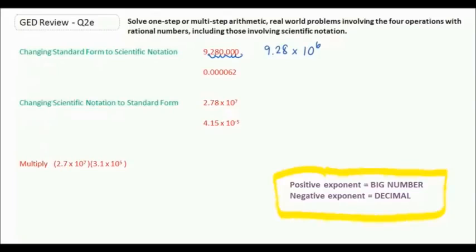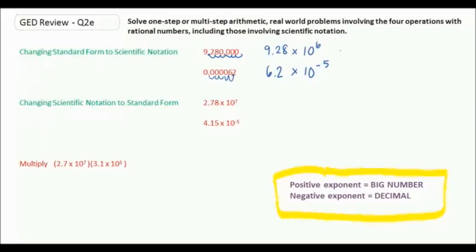For this one, since it's a decimal, we know it's going to have a negative exponent. So we need to find a number between 1 and 10. That would happen by placing the decimal between the 6 and the 2. And then we're going to count how many we moved. So 1, 2, 3, 4, 5. So it's 6.2 times 10 to the negative 5th.